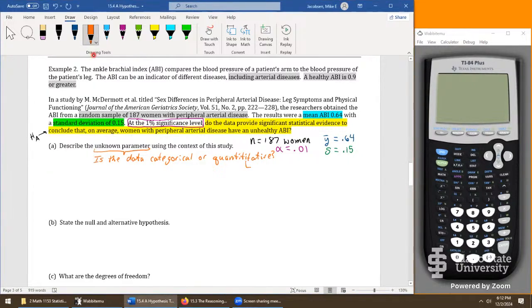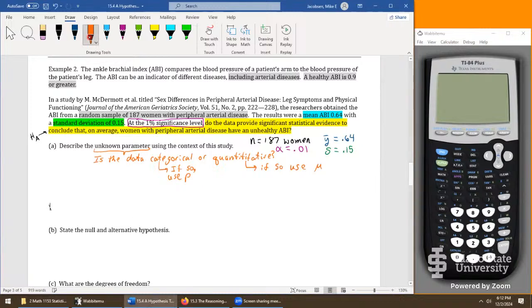Let's say here, if so, use mu. So if your data is quantitative, you're describing a parameter by calling it mu, the population's mean. If it's categorical, then let's say here, if so, use P, the population proportion of successes. So in our problem, as you indicated, it is quantitative, so we're going to be using mu.